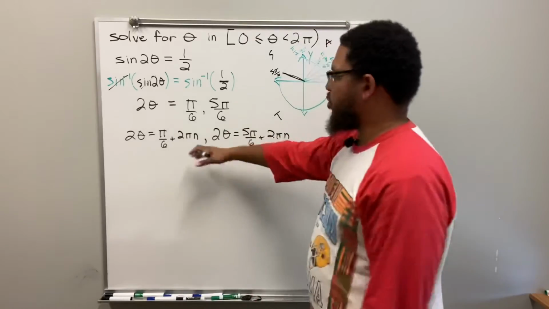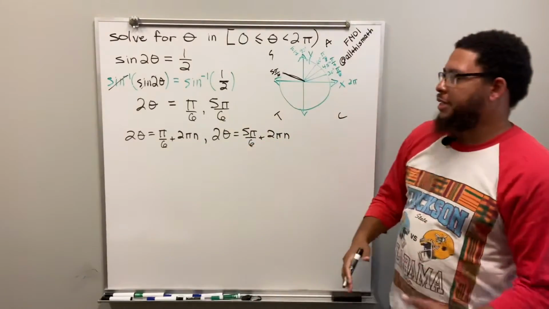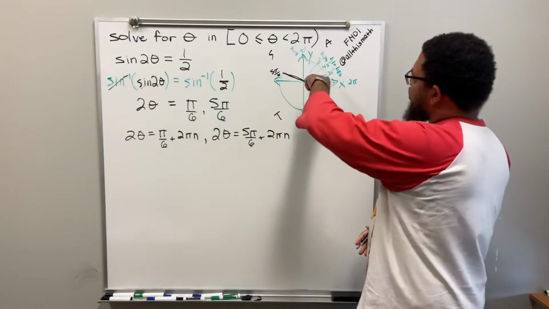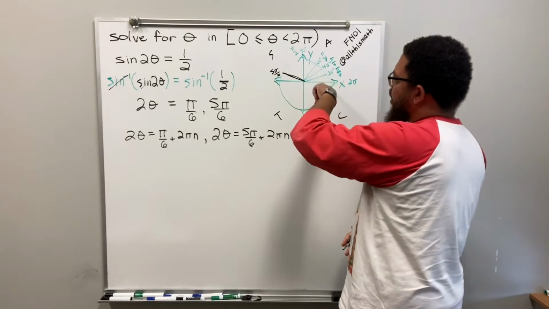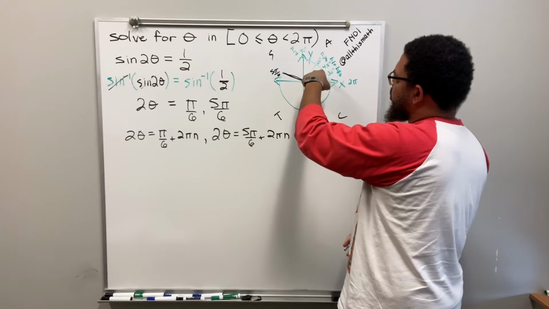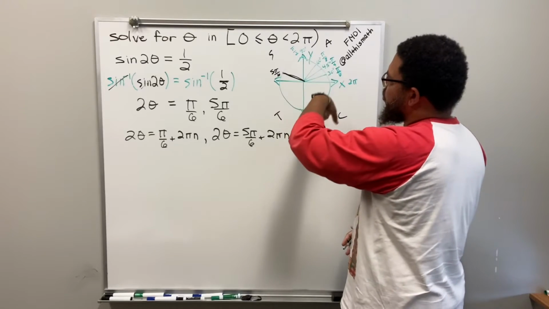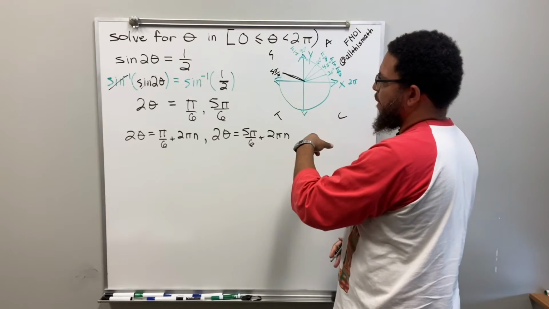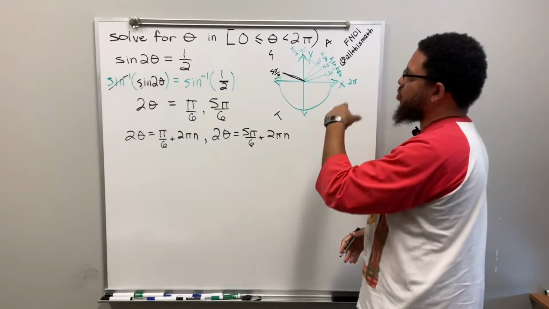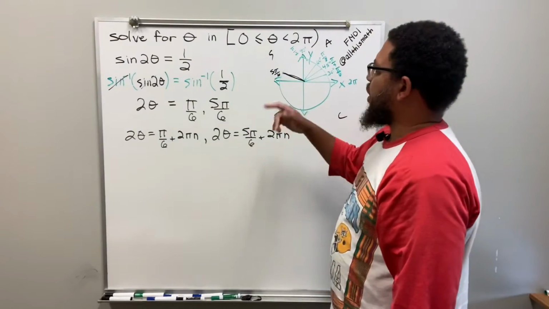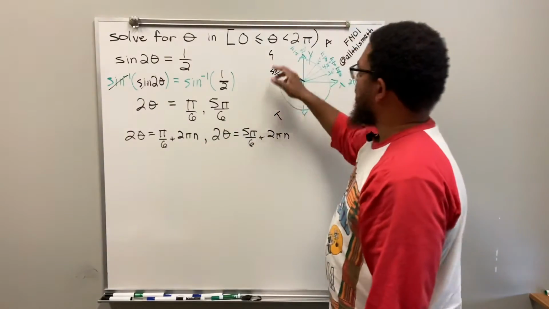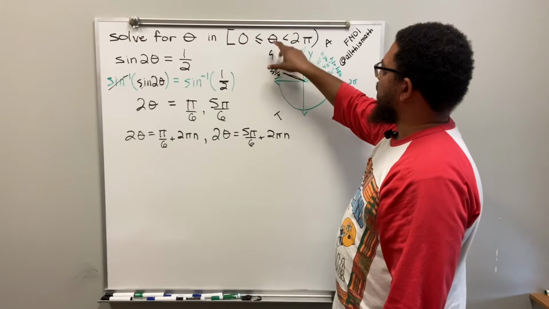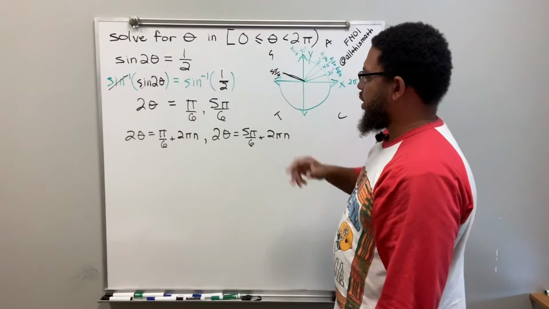Now, what this plus 2 pi n part means is basically that because it's a circle, right, we can go beyond just the first quadrant. We can go around the circle more than once, right? And we want to go around the circle as many times as we can, because this is a double angle, right? Because it's 2 times theta, as long as our value is less than 2 pi, right? And you'll see what happens.